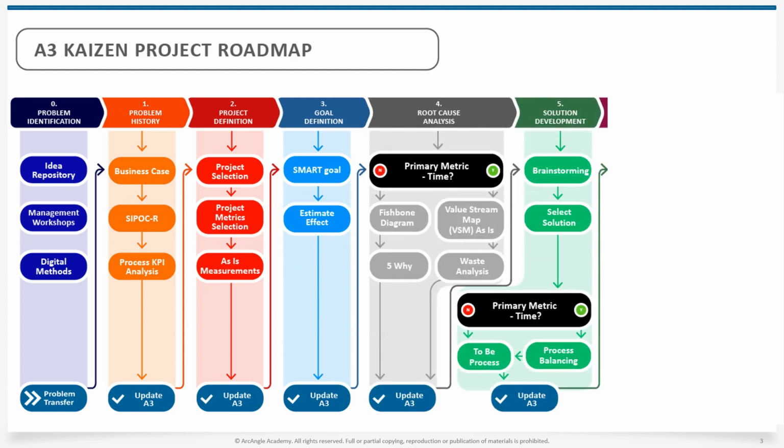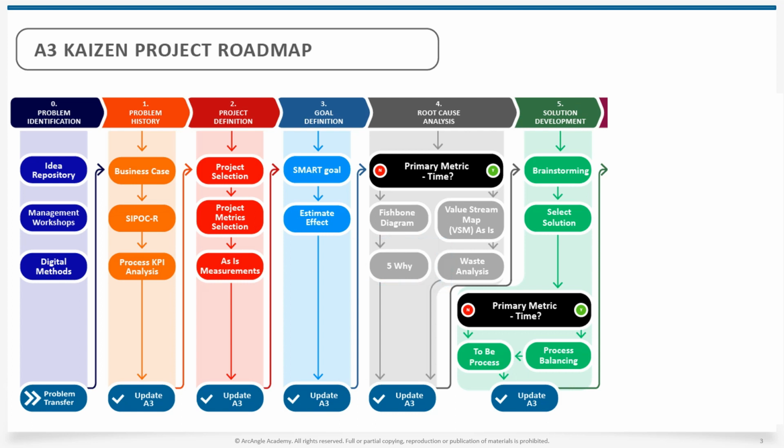Phase 4. Root causes analysis. This phase focuses on identifying the root causes of the problem. It includes 2 steps. First, determining if the primary metric associated with the problem is time-related. If yes, value stream map, as-is, creating a visual representation of the current process flow to identify areas of waste and inefficiency. After that, waste analysis, analyzing the identified waste within the process. If no, fishbone diagram, using a cause and effect diagram to identify potential root causes, and then 5 whys, asking why multiple times to drill down to the underlying causes.